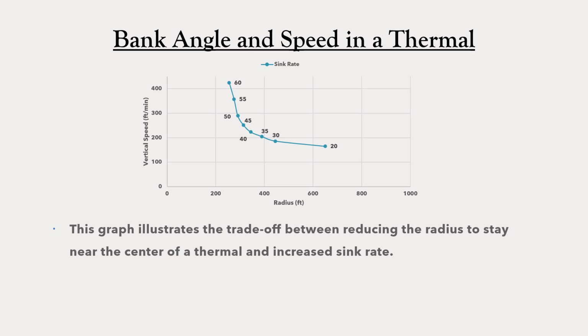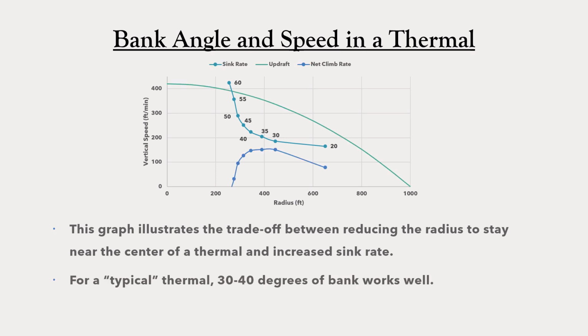So this graph kind of combines the information in that previous one in a little bit different form. The line indicates the sink speed as a function of the turn radius, with the dots being different amounts of bank angle that achieve those. So there's a real trade-off here.